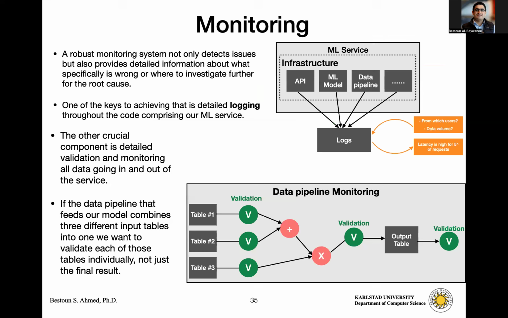So you can see that we can log all the information from the whole process. You have the API, you have the machine learning model, you have the data pipeline, and so on. A robust monitoring system detects issues, and also provides detailed information about what happened. How to do this? Most of the systems are just recording the logs when the system is working.